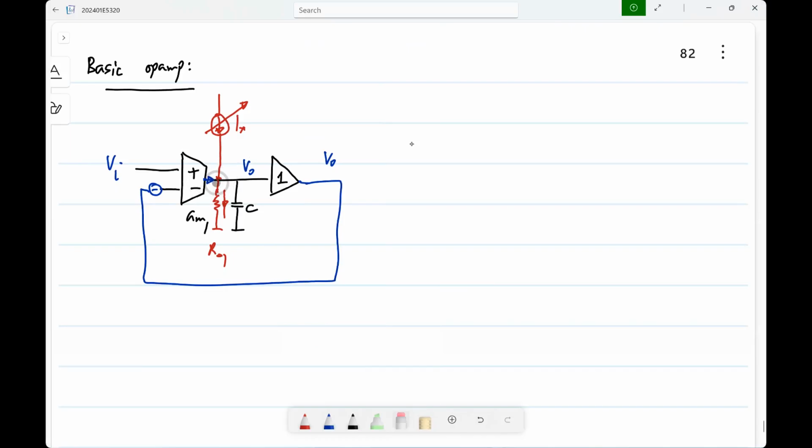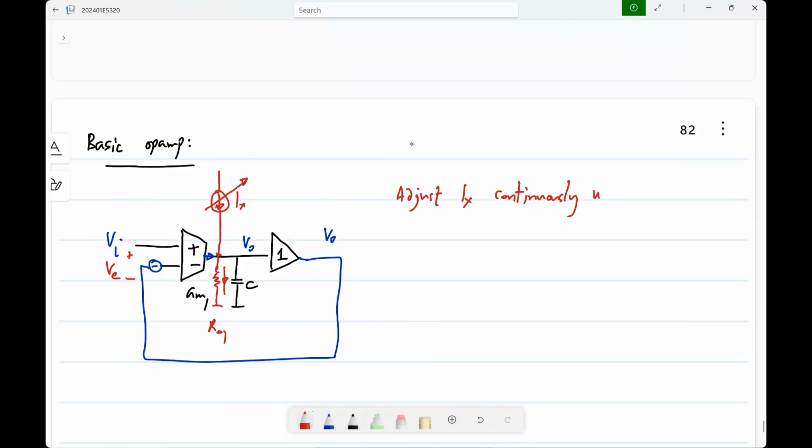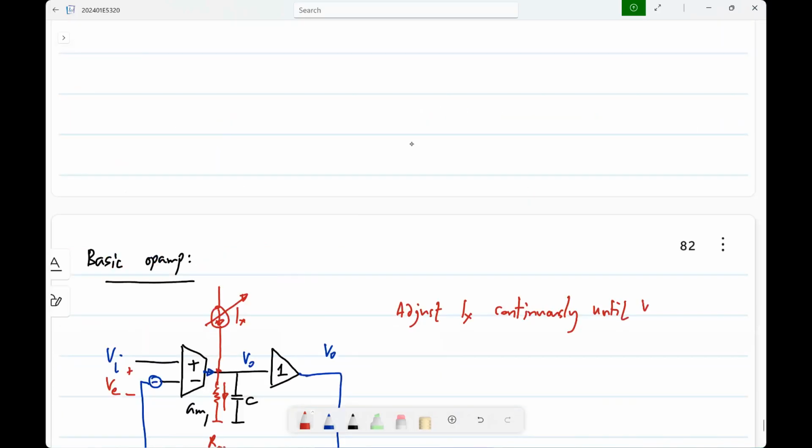That current is not easy to be sensed directly. So what should I do? I look at the input voltage, because I know that any current coming out of GM1 is only due to its input voltage. So what I'll do is look at this voltage, the error voltage VE, and adjust Ix continuously until VE goes to 0, or basically you adjust Ix in a way that reduces this VE.